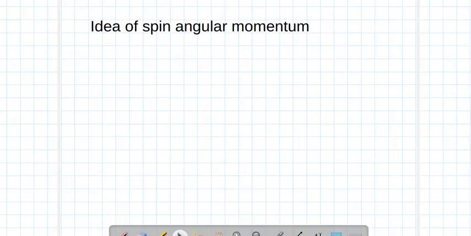Welcome to this lecture. This lecture is based on spin angular momentum, and here in this part I will talk about the idea of spin angular momentum. So let us discuss how people got the idea of spin angular momentum.